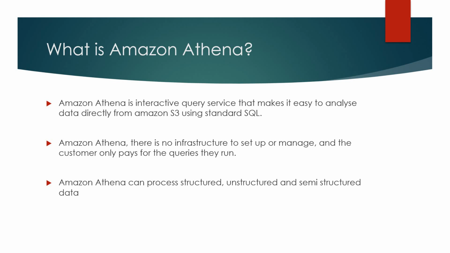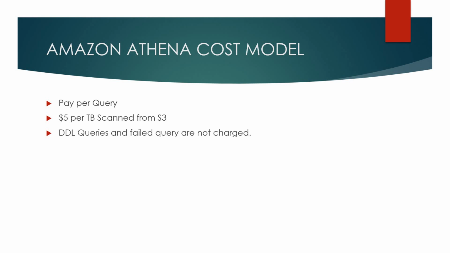Let us try to understand further. What is the Amazon Athena cost model? We need to pay per query. Whatever query the user executes, we need to pay for that. $5 is charged per TB of data scanned from S3. DDL queries and failed queries are not charged.